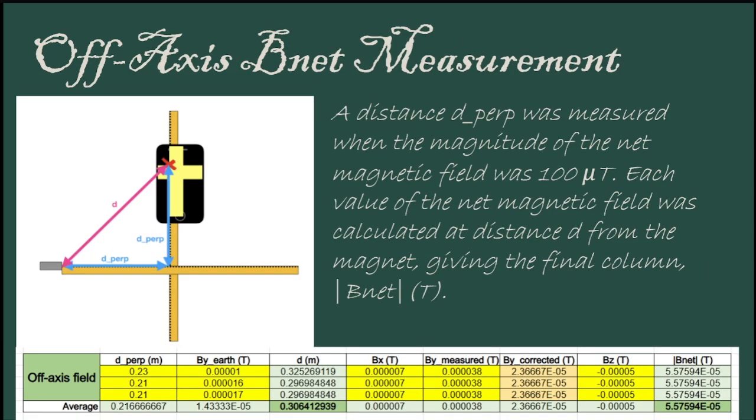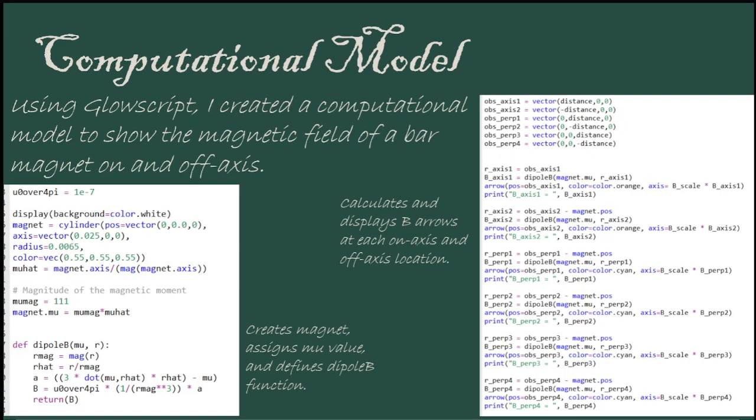Off-axis B-net measurement. A distance d perp was measured when the magnitude of the net magnetic field was 100 microteslas. Each value of the net magnetic field was calculated at distance d from the magnet, giving the final column B-net of t. Computational model. Using GlowScript, I created a computational model to show the magnetic field of a bar magnet on and off axis. The screenshot of the left code creates a magnet and assigns a mu value, but also defines the dipole B function, which will be used to calculate B. The right screenshot of code calculates and displays the B arrows at each on-axis and off-axis location.